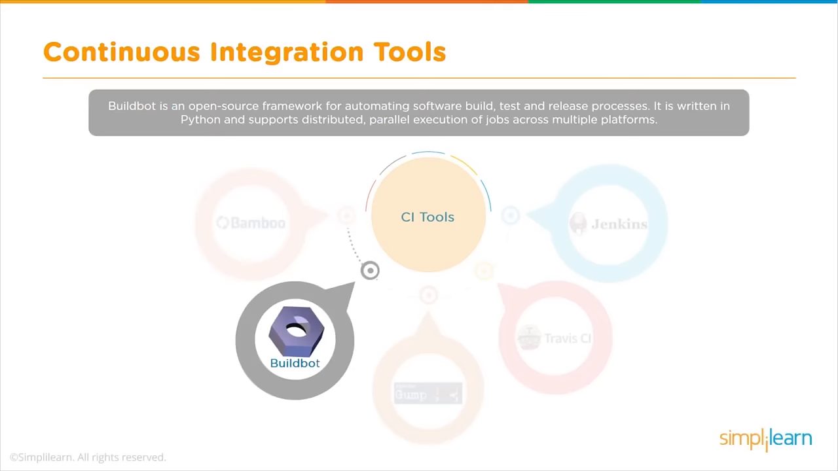So one of the tools you're going to need is a tool that allows you to automate the software build, test, and release process. And BuildBot is that open source product for you. Again, it's an open source tool, so there's no license associated with this. So you can actually go in and get the environment up and running, and you can then test for and build your environment and create your releases very quickly. BuildBot's also written in Python, and it does support parallel execution jobs across multiple platforms.